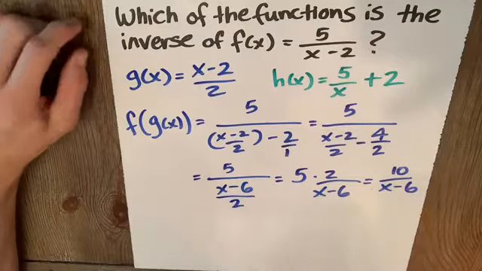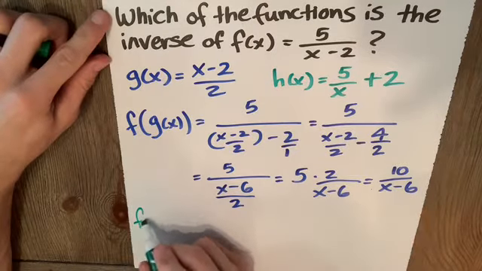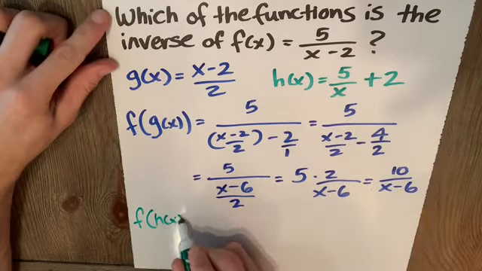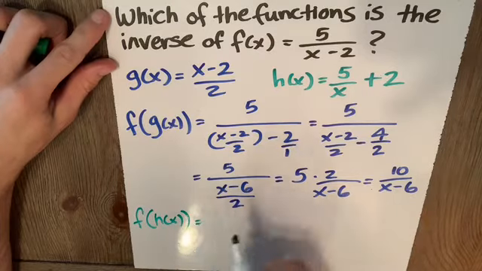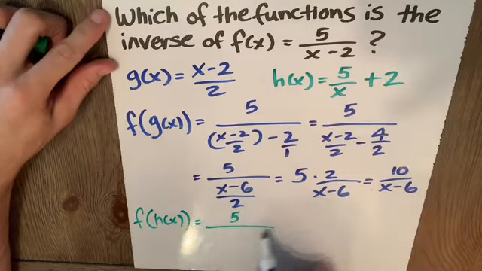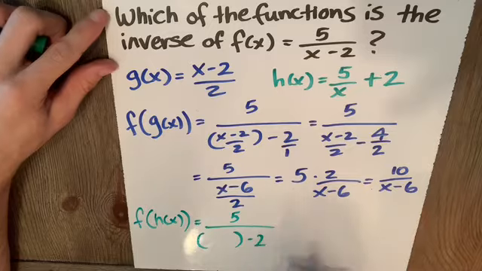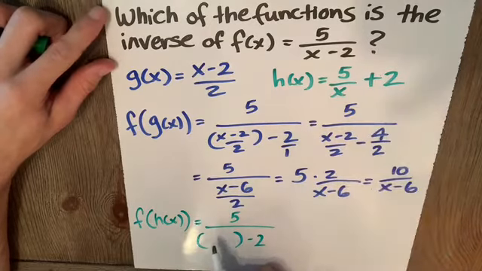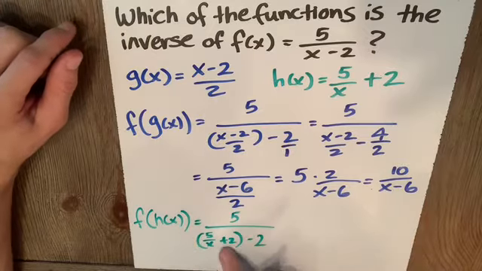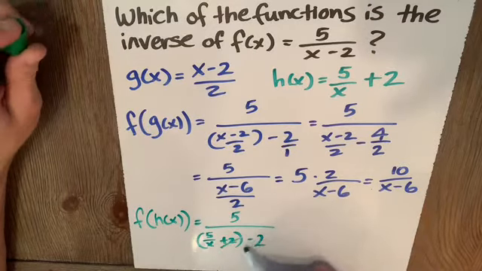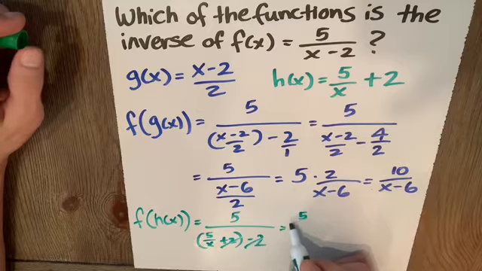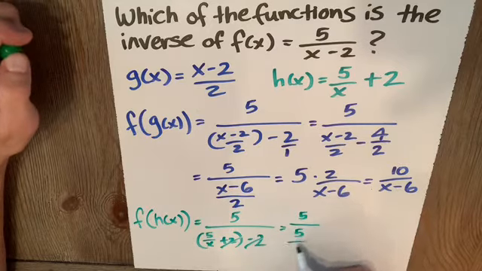We can also check out f of h of x to see if they are inverses. The f rule says 5 over input minus 2, and the input for h of x is 5 over x plus 2. Now the plus 2 and minus 2 will cancel off, and I'm left with 5 in the numerator divided by 5 over x.